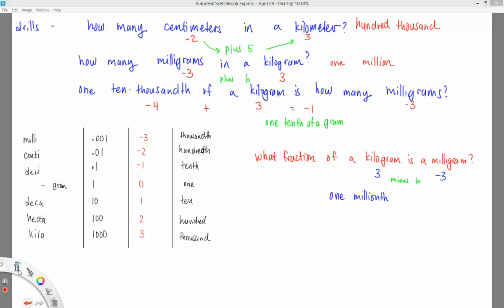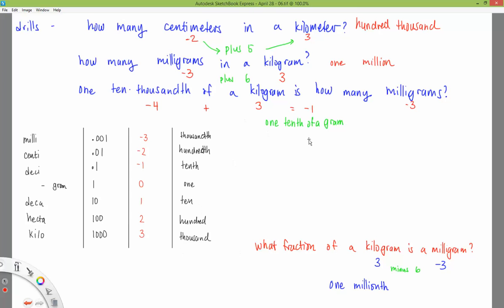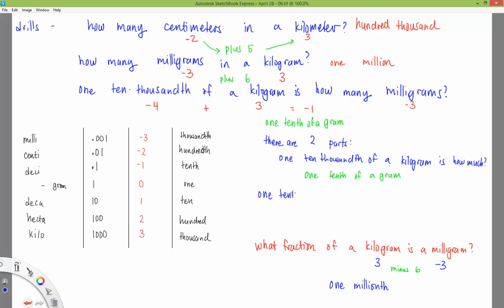So let me just slide that down. And okay, so 1/10 of a gram. So now there's essentially another question. Let's see. So let me just break this out. There are two parts to this question. One, 1/10,000th of a kilogram is how much? And the answer to that is 1/10 of a gram. And the second part of the question is, okay, 1/10 of a gram is how many milligrams?